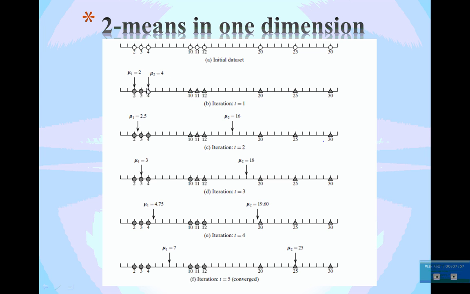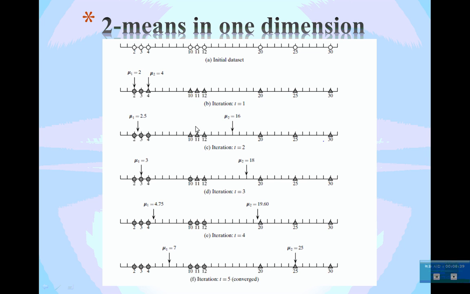So now we go to the next step. That means in each cluster we have to get the new mean. The new average is 2 plus 3 divided by 2, which is 2.5, right? Here also 4 plus 10 plus 11 plus 12 plus 20 plus 25 plus 30, divided by 7. So we get 16. Now again we have to think, for example, whether 10 is closer to this one or this one. From 10 to 2.5 is 7.5, but to here just 6.